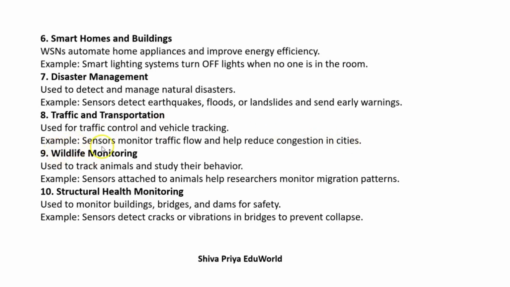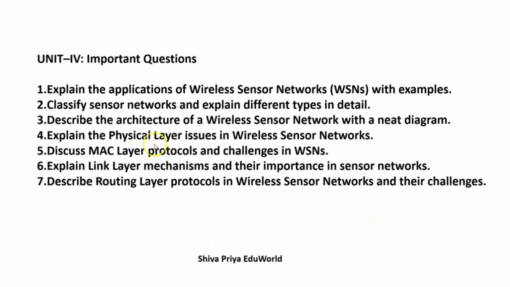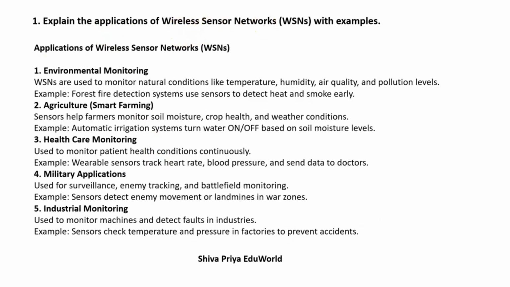And the ninth one is wildlife monitoring. It is used to track animals and study their behavior as well. For example, sensors attached to animals help researchers monitor the migration patterns of the animals. And structural health monitoring. It is used to monitor buildings, bridges and dams for safety. For example, sensors detect cracks or vibrations in bridges to prevent collapse. This is how exactly we use wireless sensor networks in our daily life, which will save lives, that I will say.